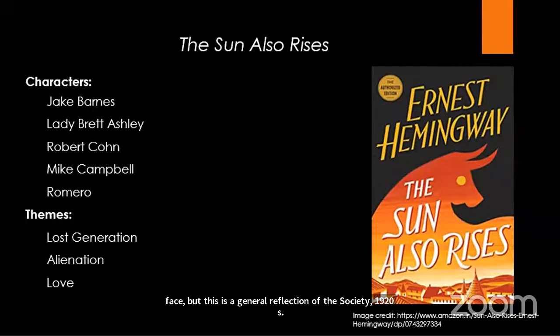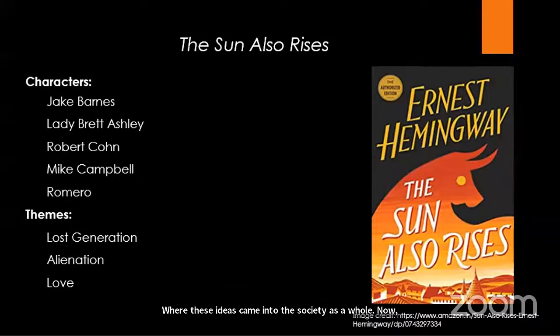Now, Brett keeps having affairs, and then she also has an affair with Jake's friend. This guy's name is Robert something. I forgot what the name is. And then she also seduces a young bullfighter called Romero. And then, like I said, she has multiple things going on at the same time. Now, all through this story, Brett and Jake are in love with each other, but both of them know that they have no chance at a stable relationship. They both know that it's not going to work out.